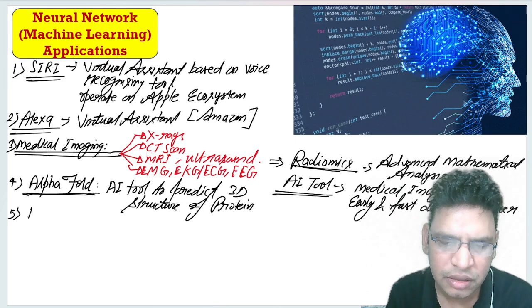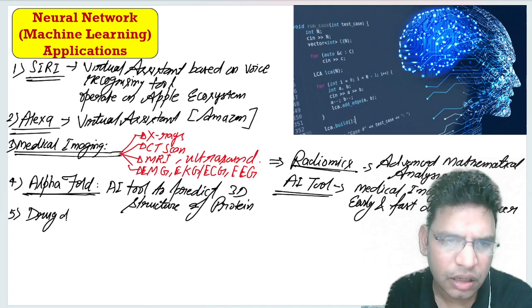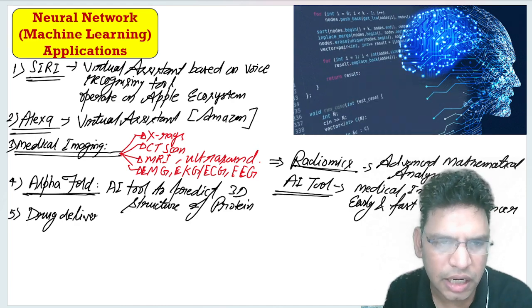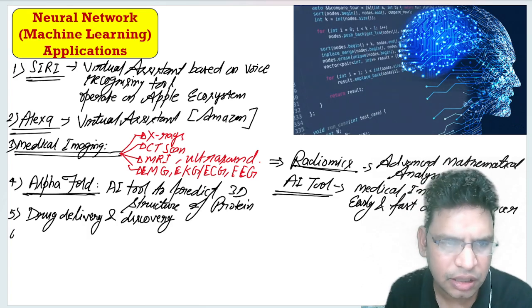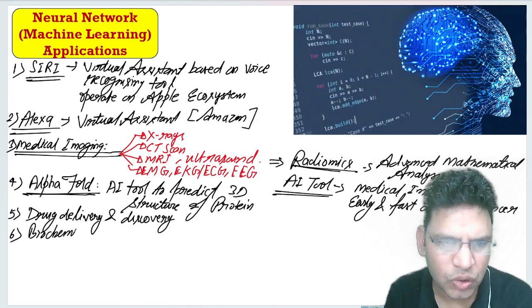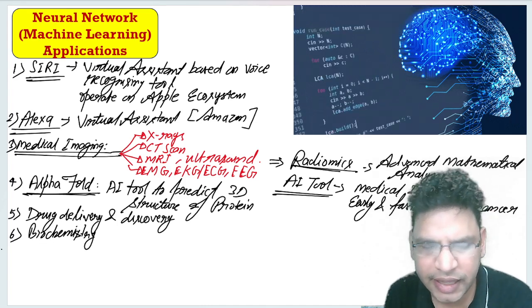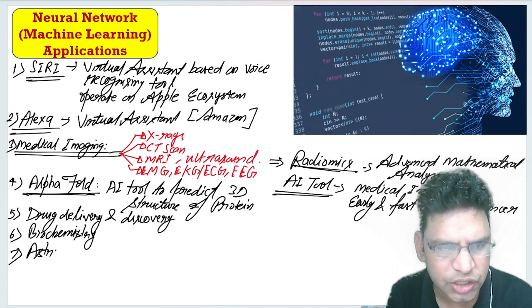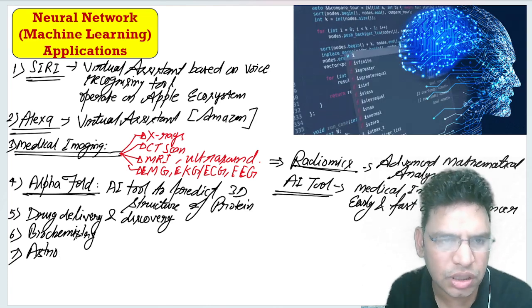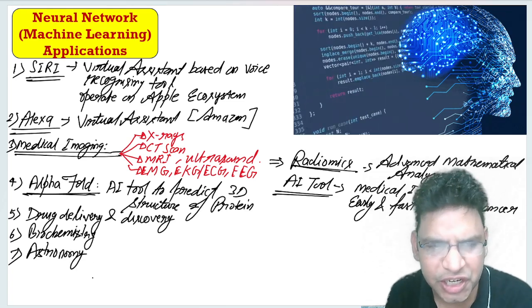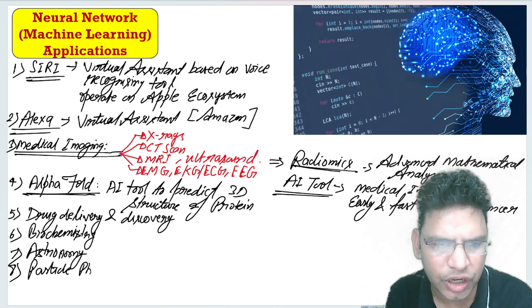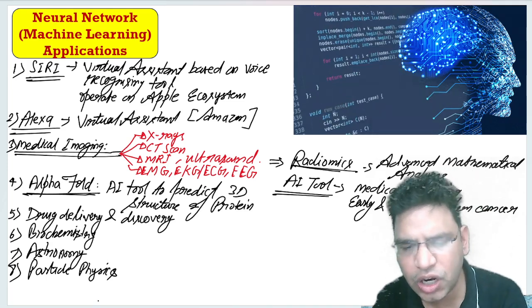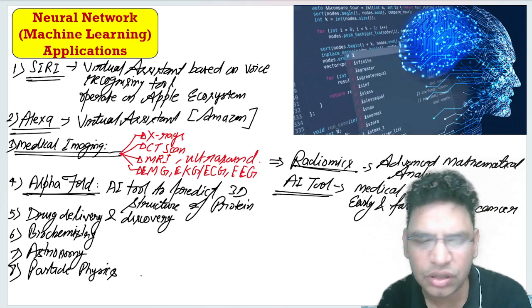Then for drug delivery and drug discovery systems, AI is being used. AI tools are used extensively in biochemistry these days. Then astronomy also. In astrophysics or astronomy, people are using these advanced tools for black holes, gravitational waves, dark energy, and so on and so forth. AI is also being used in particle physics, for example at the LHC, the Large Hadron Collider, and particle accelerators.